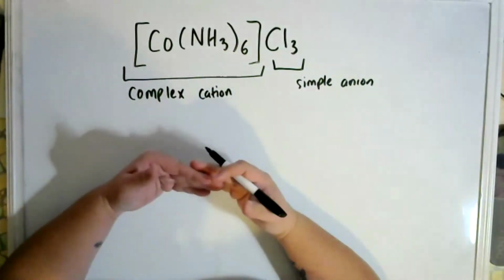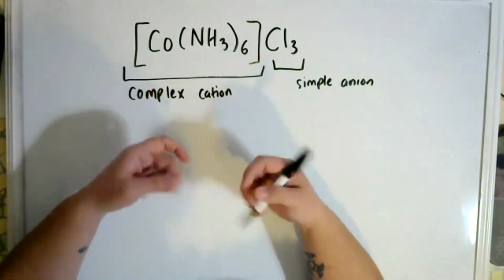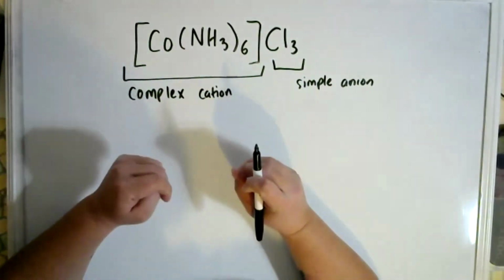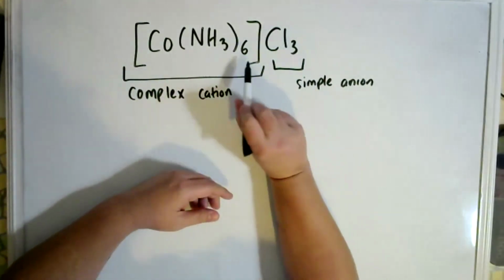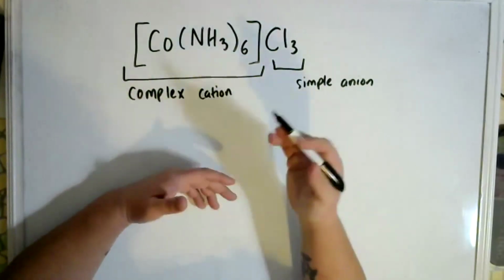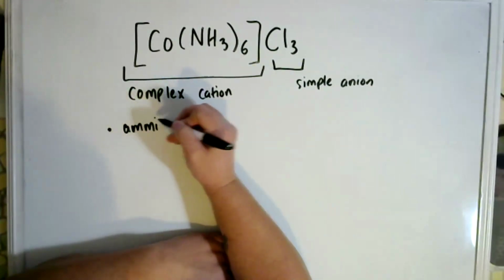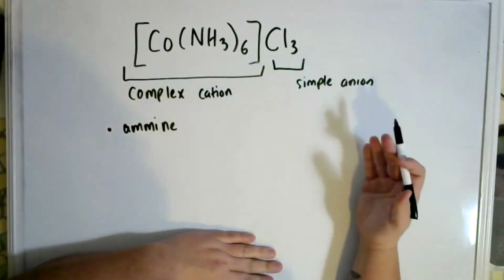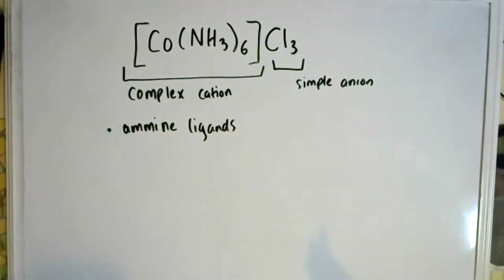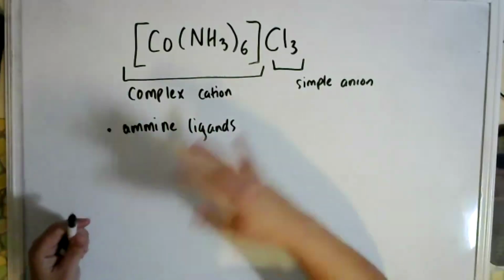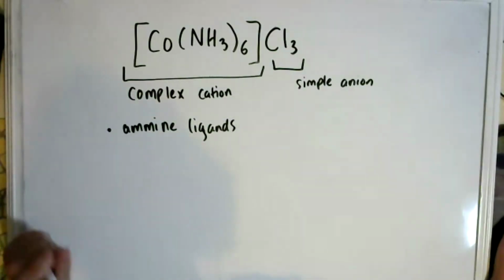Now your first step when you're going through the naming process is to look inside of the brackets, identify the ligands, and give them their names. In this case, we have 6 NH3 ligands. It's only one type of ligand, so we can write that down. We have amine ligands. If we had more than one ligand, we would give them all their names.